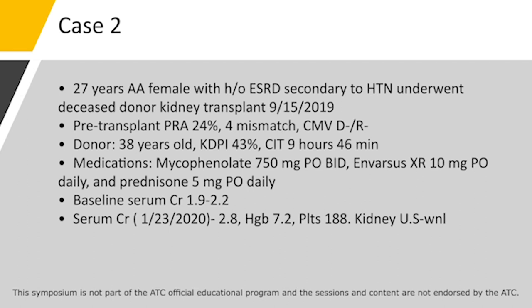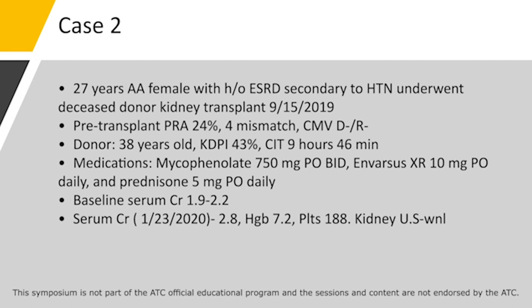Case 2 is a 27-year-old African-American female with a history of end-stage renal disease secondary to hypertension who underwent a deceased donor kidney transplant in September last year. Pre-transplant, her PRA was 24%. This was a 4-mismatch transplant, and both donor and recipient were CMV seronegative. She received a kidney from a 38-year-old donor with a KDPI score of 43% and cold ischemia time of 9 hours 46 minutes.